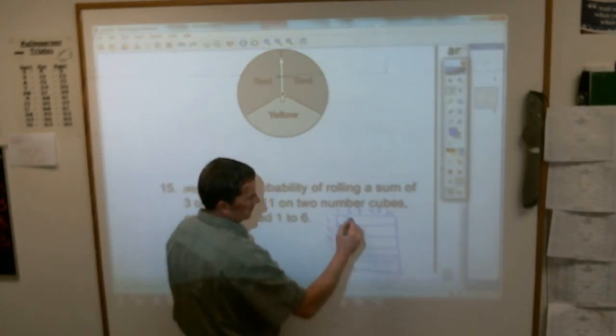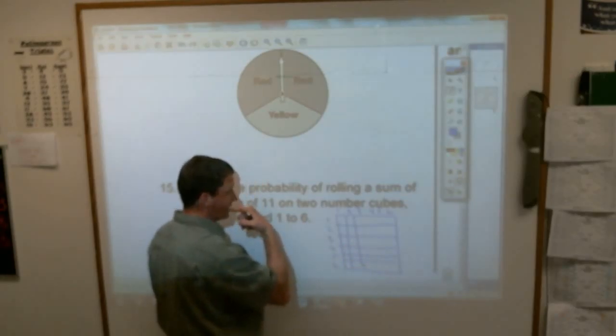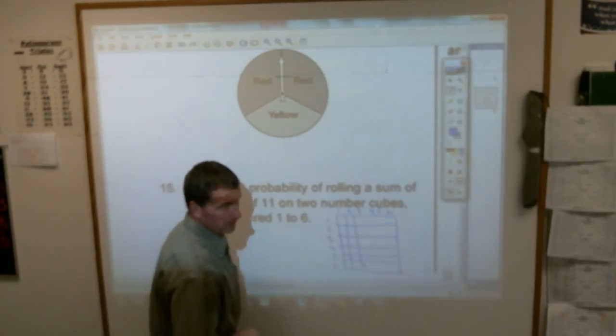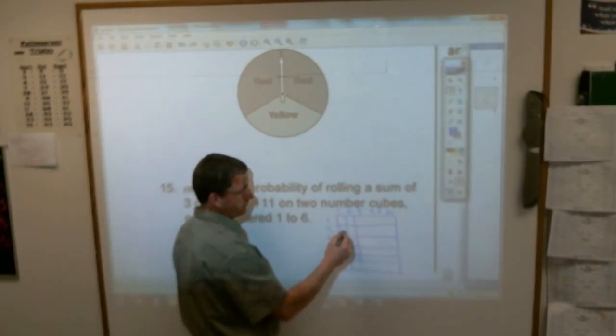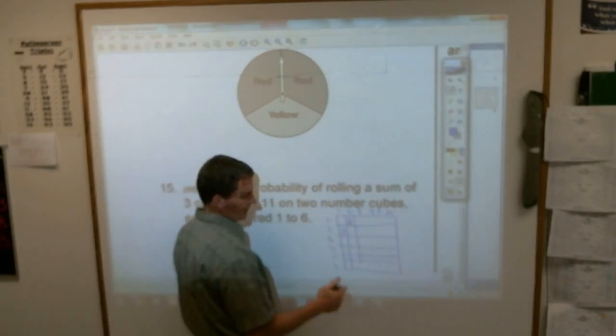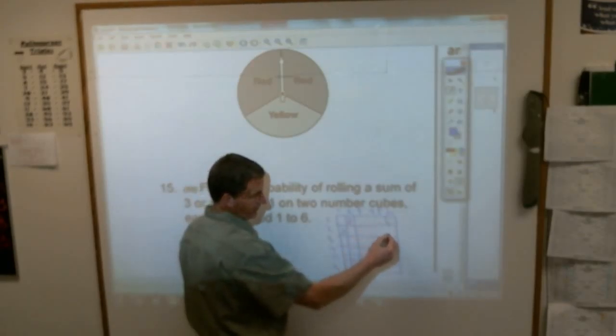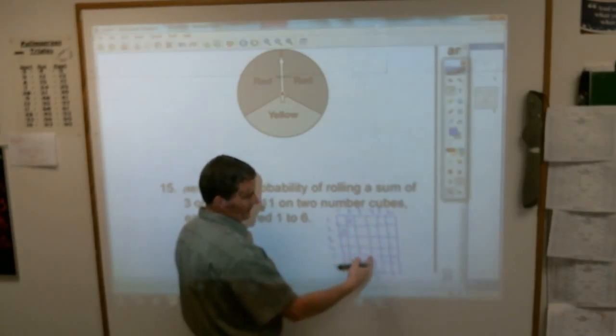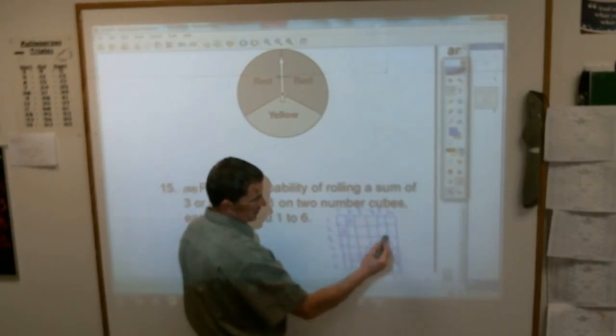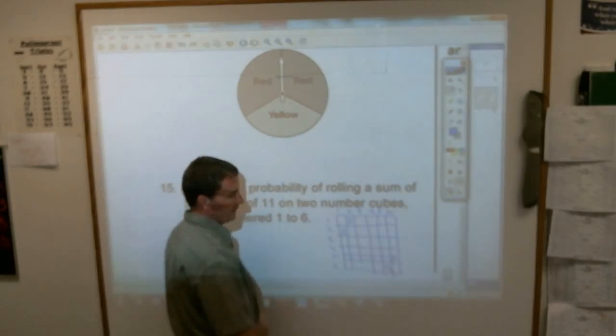I will give you the shortened version of this. It said the possible ways to make 3, right? You can make 3 with a 2 and a 1, or a 1 and a 2. There's only 2 ways to make a 3, and then the other one was 11. My way to make 11 is to roll a 5 and a 6, or a 6 and a 5. There's only 2 11s out there.